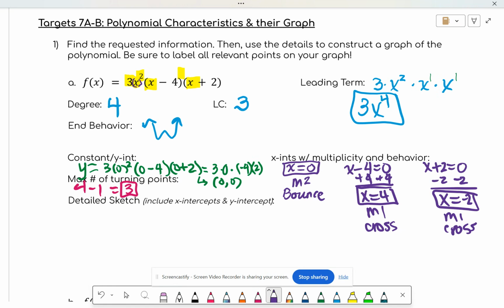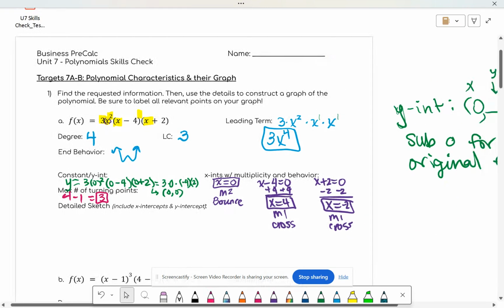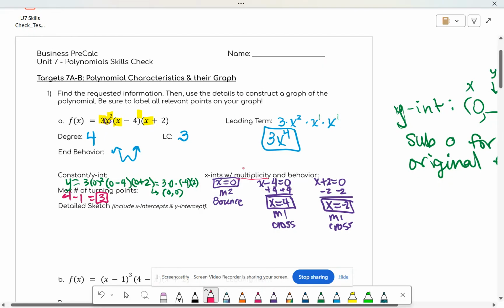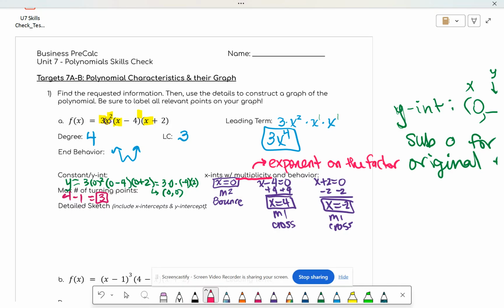A nice thing to remember here is that multiplicity is the exponent on the factor. So since there is no exponent on x minus 4 and x plus 2, I could put a 1. Since there is an exponent of 2 on that x factor, that is a multiplicity of 2 and a bounce.